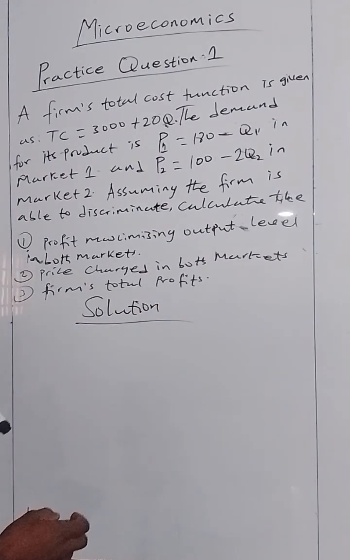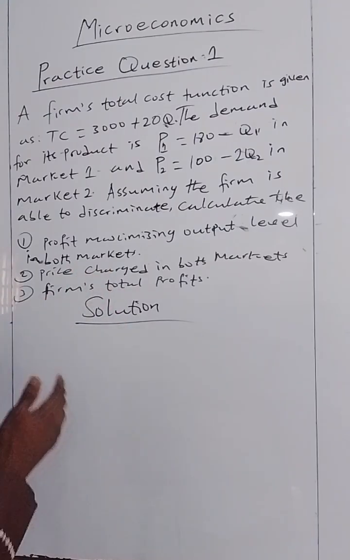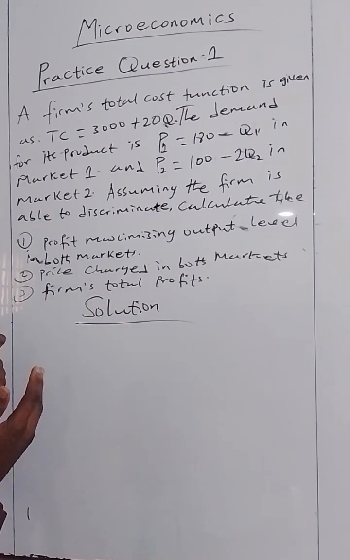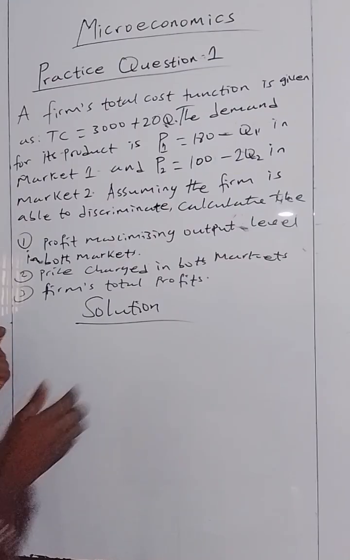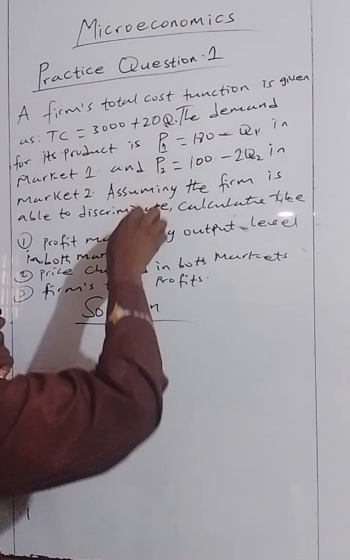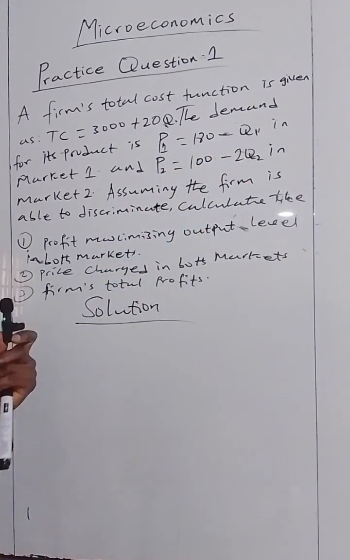We were told that there are two markets in which this seller sells a product, and these markets are denoted by market 1 and market 2. And there are different demand functions in this market. For market 1, this is the demand function, that is P1 equals 180 minus Q1. Then for market 2 is P2 equals 100 minus 2Q2.